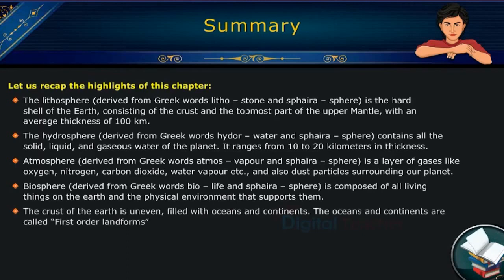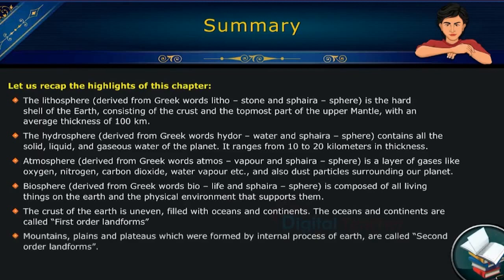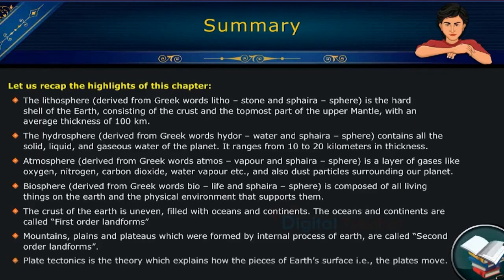The crust of the earth is uneven, filled with oceans and continents. The oceans and continents are called first order landforms. Mountains, plains and plateaus, which were formed by internal processes of the earth, are called second order landforms. Plate tectonics is the theory which explains how the pieces of the earth's surface, that is the plates, move.